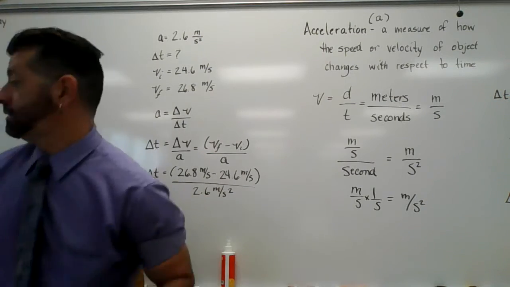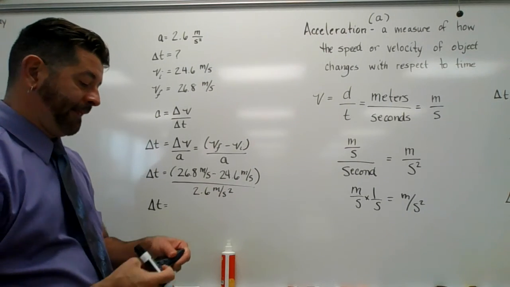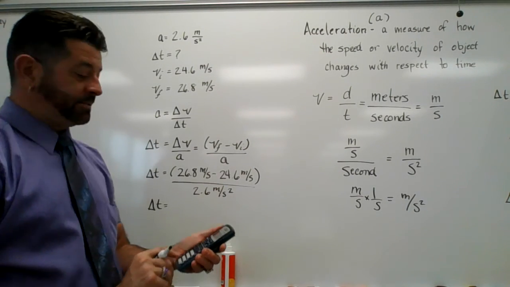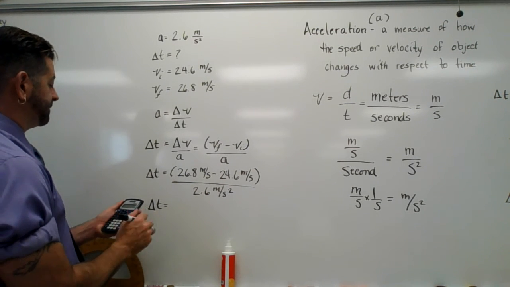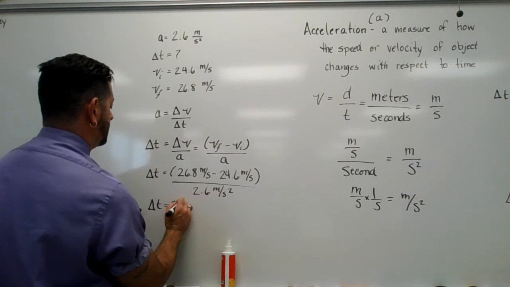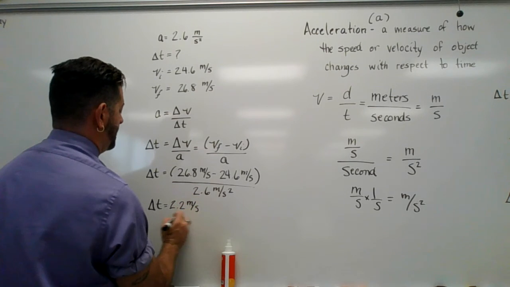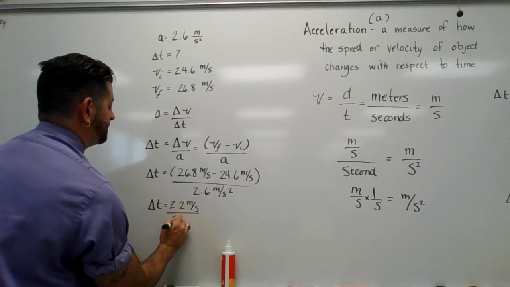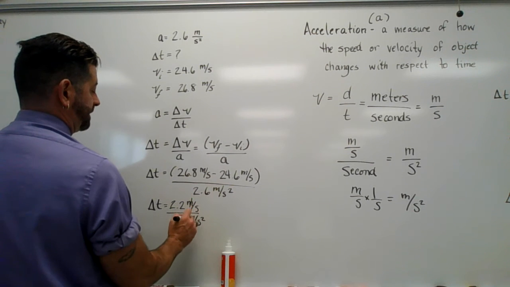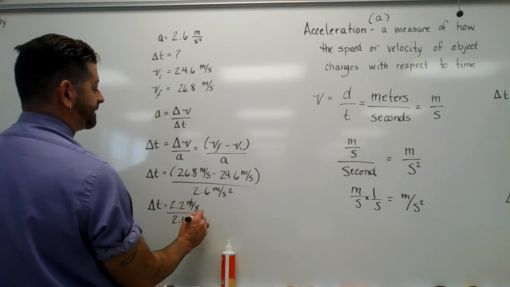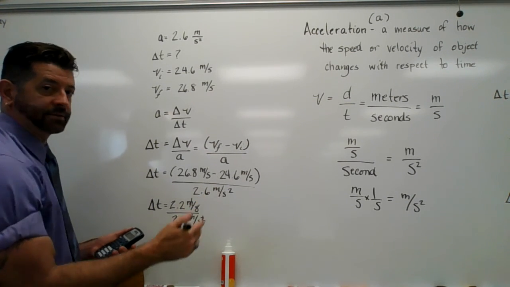So, hey, let's get a calculator. Always keep one handy, you never know. So we say 26.8 minus 24.6 is equal to 2.2. And we carry our units through, meters per second, because nothing's canceling. And then we divide by 2.6 meters per second squared. Our meters cancel, and one of our seconds cancels. Because you can cancel one, because seconds times seconds is second squared.